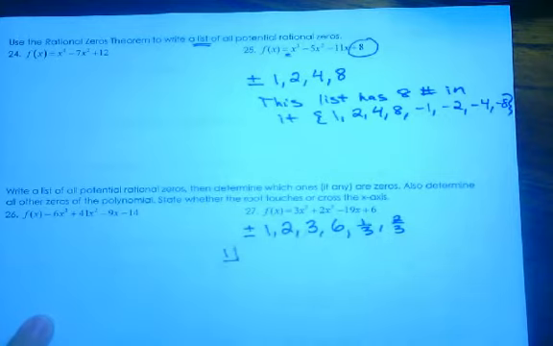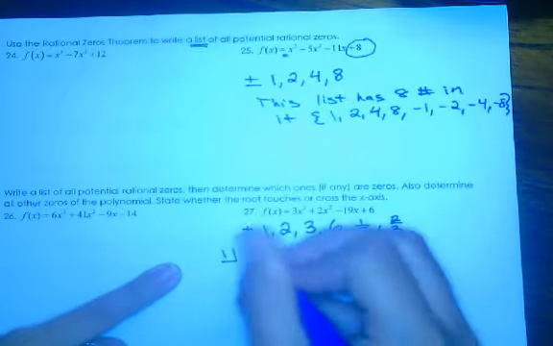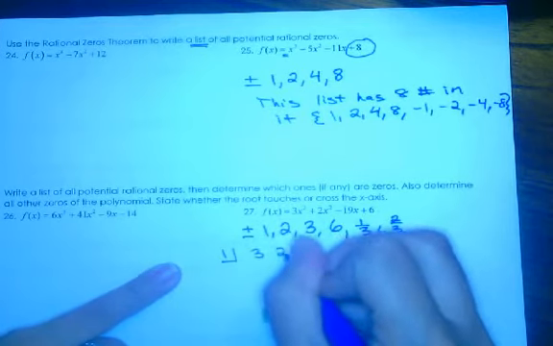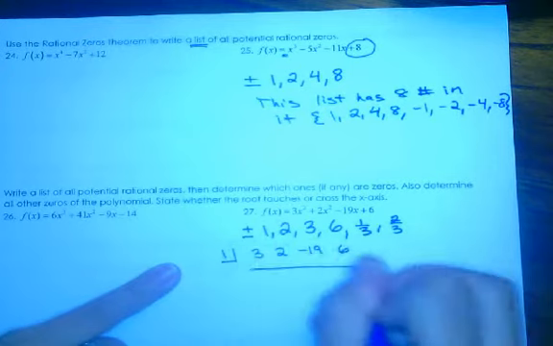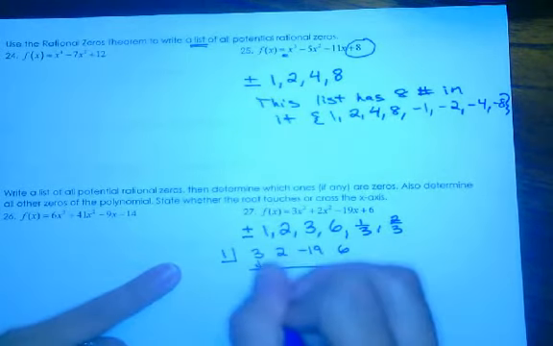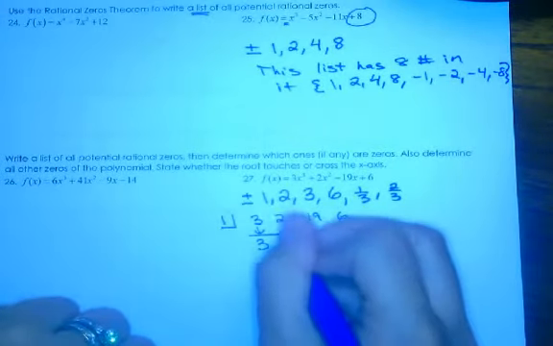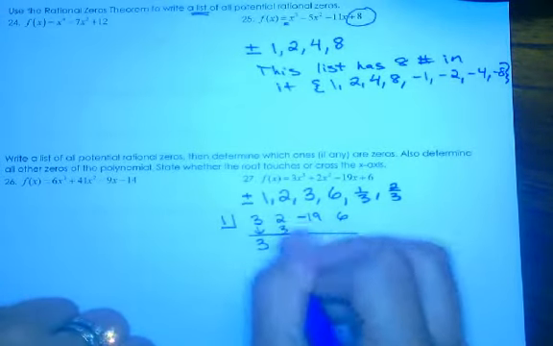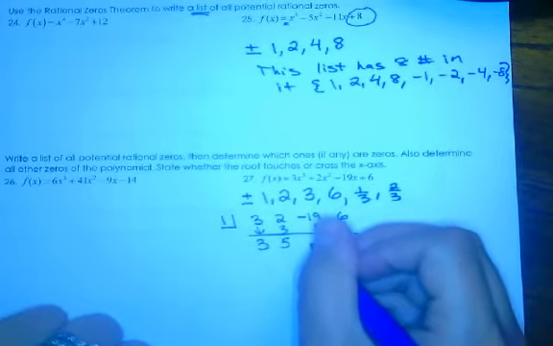So I pick the number 1 and I do synthetic division. Remember, when you do synthetic division, it's with these numbers up here. So it's a 3, 2, -19, and 6. I leave a little room. I start by bringing down the 3. So when you bring down this 3, remember, we multiply the diagonal, add the vertical. Multiply the diagonal, add the vertical.